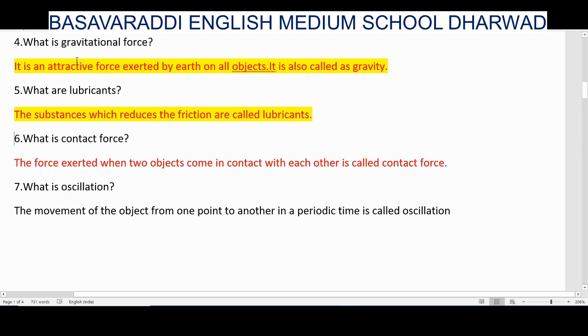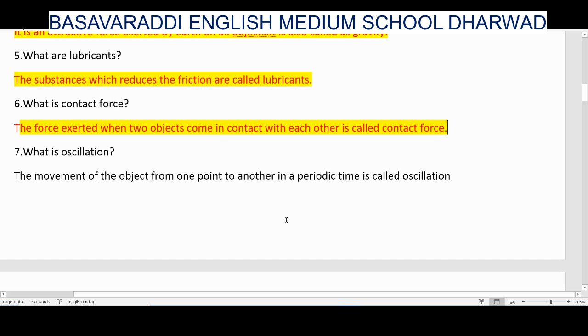Moving on to the next one. What is oscillation? The movement of an object from one point to another point in a periodic time is called oscillation. That means the movement of an object from one position to the other in a specific time is called the oscillation.